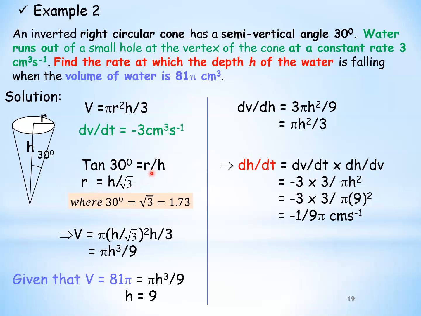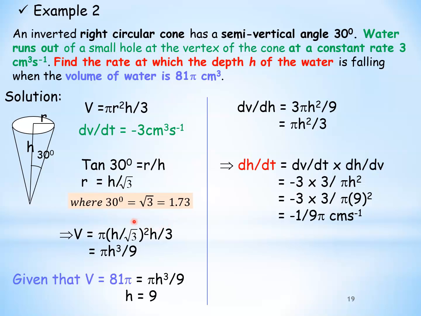Bila kita susun balik, r equal to h over sec 3. Where 30 degrees over here is actually equal to sec 3. That's why dekat sini you have sec 3. Sec 3 or equal to 1.73. We cannot use 30 degrees over here in your calculation because all the calculation will be in radian. Okay, the sec 3 over here is the 30 degrees already changed into this value, the radian. This is the radian value.